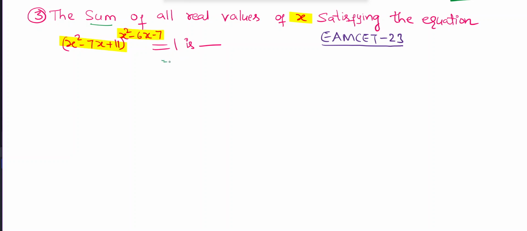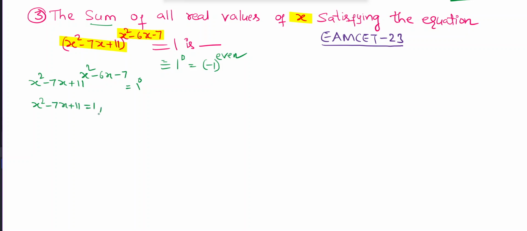This 1 is written as 1 power 0, this is the first condition, or minus 1 whole power even. These two are the possibilities. So first take 1 power 0, that is x square minus 7x plus 11 whole to the power of x square minus 6x minus 7 is equal to 1 power 0. From this equation, x square minus 7x plus 11 is equal to 1, comma x square minus 6x minus 7 is equal to 0.